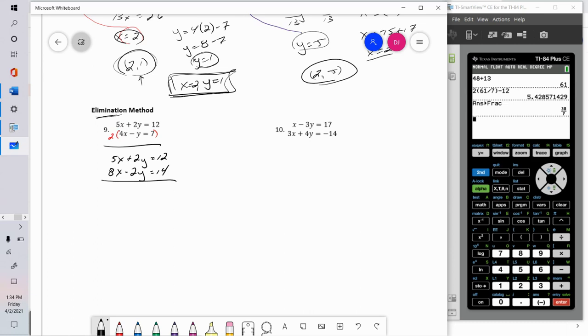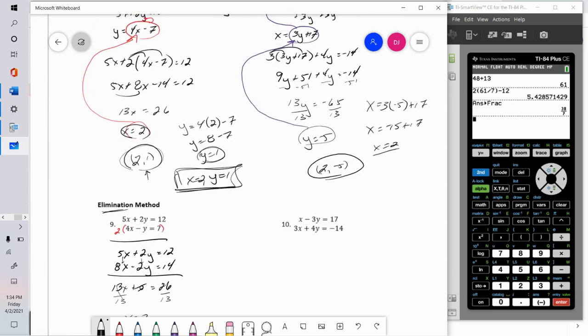If I simply now add these two together, 5x plus 8x is 13x. 2y and negative 2y cancels out. That's 0. 12 and 14 is 26. 13x equals 26. Dividing by 13, I get x equals 2. Okay, so I get to that x equals 2 maybe a little bit more quickly. A little bit cleaner, no doubt.